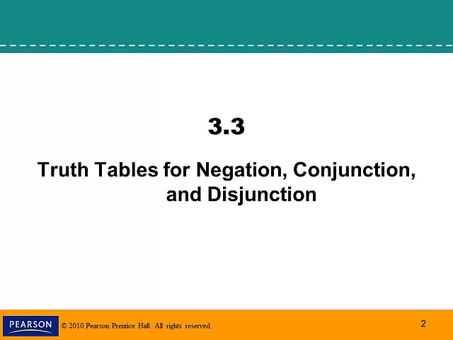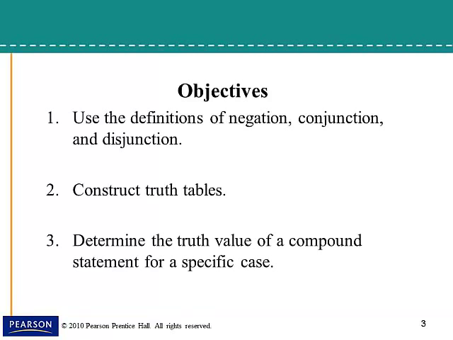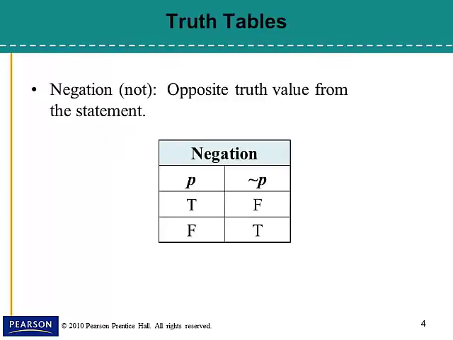So, here we have our title, our objectives for this section, and our first example of where we are looking at what happens to the truth values for a statement. Here we have the truth value for P as T and F, and when we negate P, the original T and F become the opposites of each other, F then T.